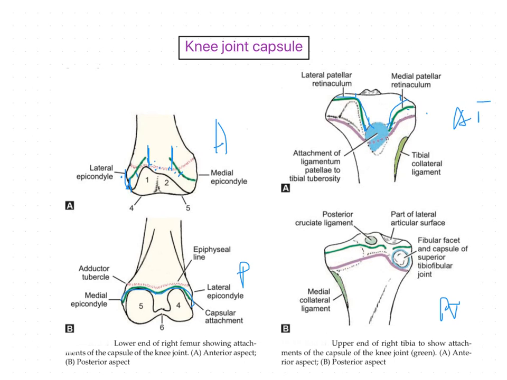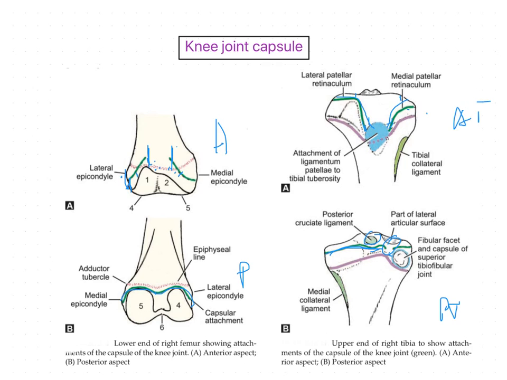And posteriorly, it is attached to the intercondylar ridge, which limits the attachment of the posterior cruciate ligament. So this one is the posterior cruciate ligament, and the capsule also limits its attachment. On the posterolateral aspect, there is a gap behind the lateral condyle for the passage of the tendon of the popliteus.